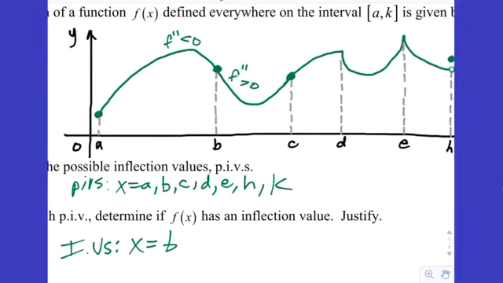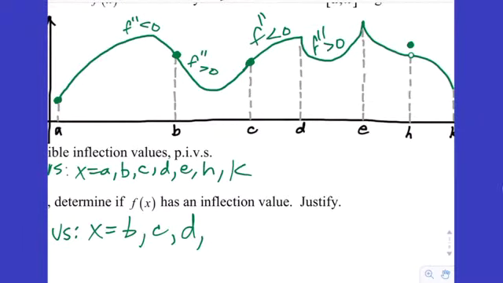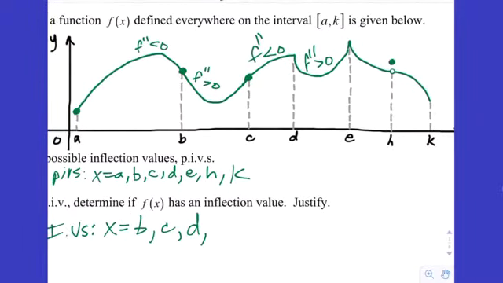Inflection value, yes or no? Yes, since f double prime changes from positive to negative at x equals c. This is after you've declared them to be possible inflection values. What about at d? Yes, since f double prime changes from negative to positive at x equals d. What about at e? No. And again, you would say since f double prime is positive on either side of e, there was no sign change in the second derivative.